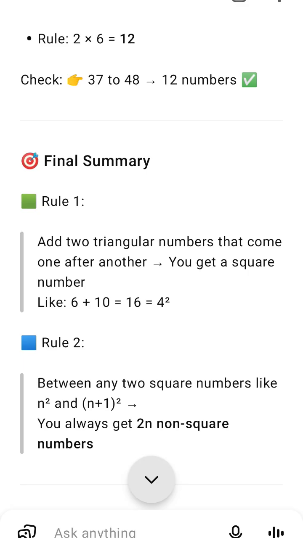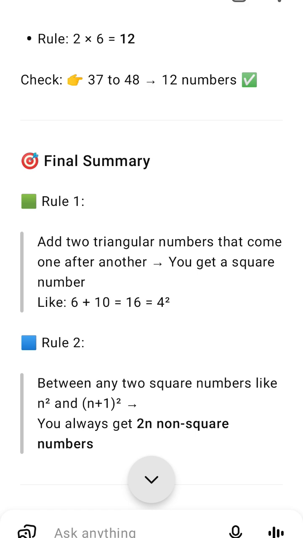Rule: when you add any 2 triangular numbers that come one after another, you will always get a square number. In math, this is Tn plus Tn+1 equals (n plus 1) squared. That means triangular number T1 plus T2 equals 2 squared. T2 plus T3 equals 3 squared. T3 plus T4 equals 4 squared. T4 plus T5 equals 5 squared, and so on.